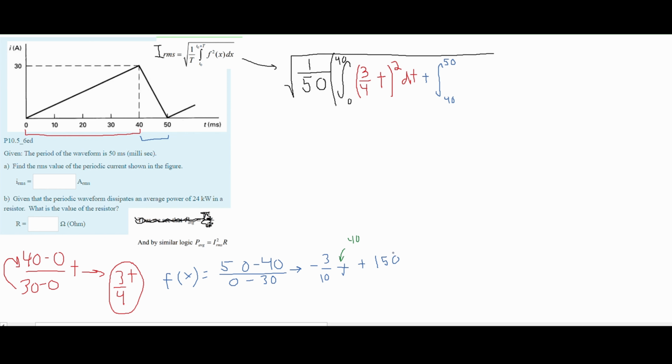And we can try the same thing where instead of having a 40 here, we have a 50. So if we have a negative 3 times 50, we're going to get negative 150. And negative 150 plus 150 is equal to 0 right here. So that will be our equation.